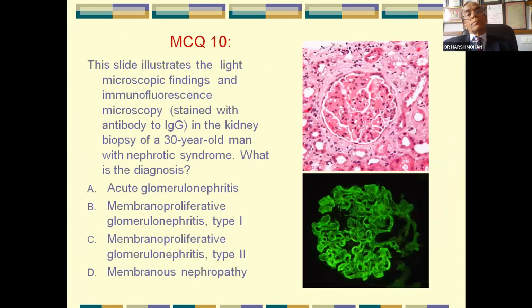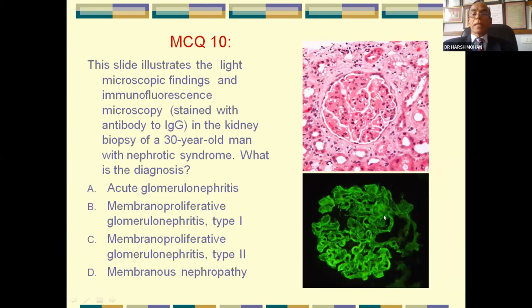Still another question which can be image-based: the slides here illustrate the light microscopic findings as well as immunofluorescent findings, so light microscopy and immunofluorescence studied with the antibody to IgG, in the kidney biopsy of a 30-year-old man with nephrotic syndrome. So what is the diagnosis here? Acute glomerulonephritis, membranoproliferative glomerulonephritis type 1 or type 2, or membranous nephropathy.